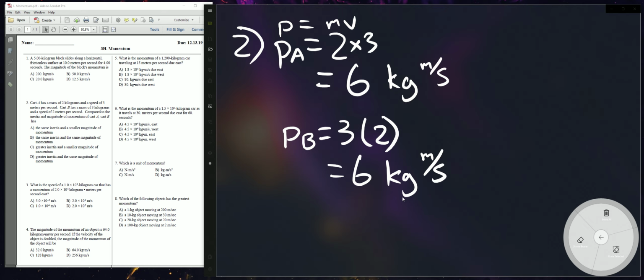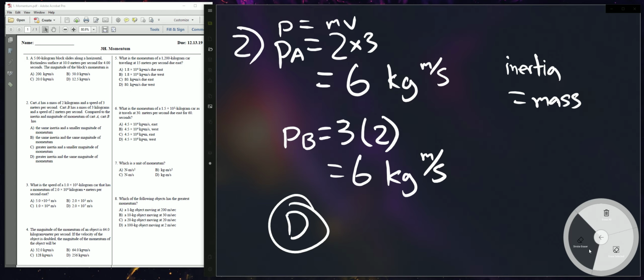So compared to the inertia and the magnitude of momentum of cart A, cart B has what? We know that inertia is proportional to mass. Cart B has a higher mass, 3, so it has more inertia, but they both have the same momentum. So the answer is D.